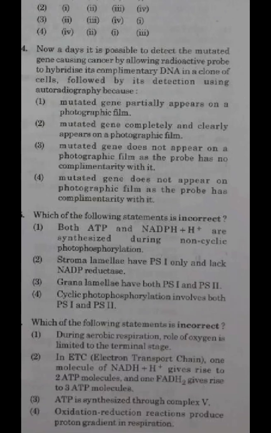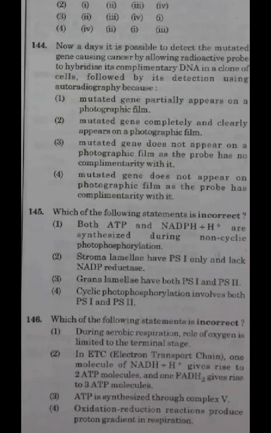Next question, which of the following statements is incorrect? Yes, both ATP and NADPH are synthesized during non-cyclic photophosphorylation. That is correct. Stroma lamellae have PS1 only and lack NADP reductase. That is also correct. The grana lamellae have both PS1 and PS2. Yes. The cyclic photophosphorylation involves PS1 and PS2? No, only PS1 is involved. So for question number 145, it is option 4.